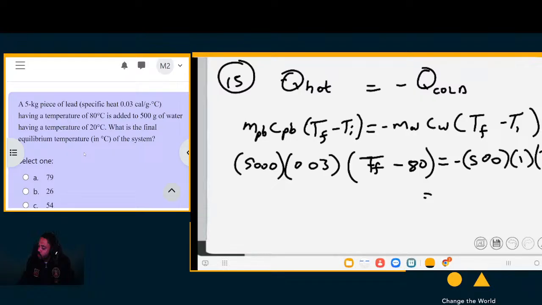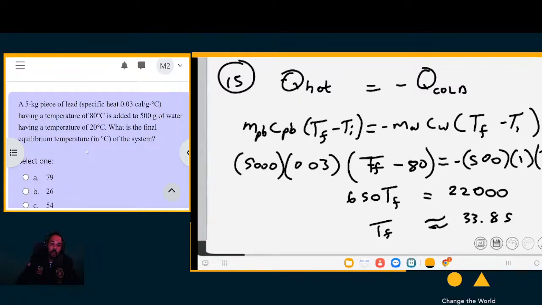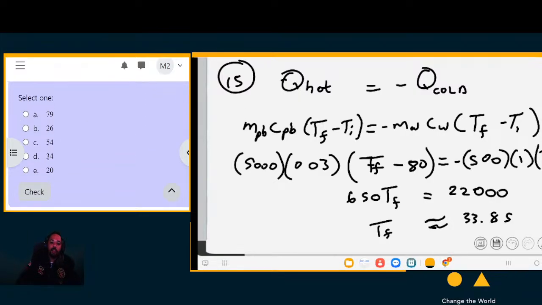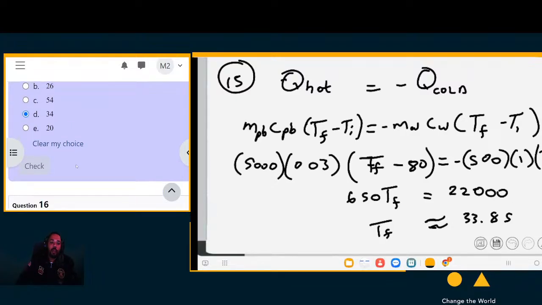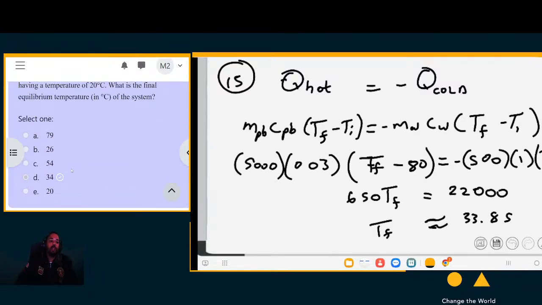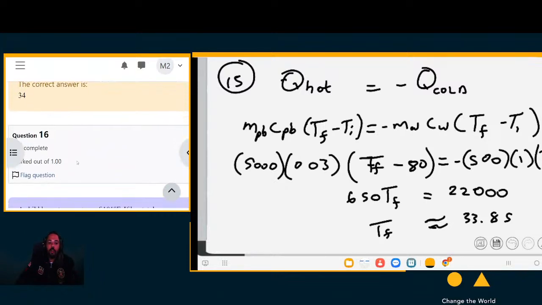Then you use the mathematics you just did before to solve for TF. You will find that 650 times the final temperature is equal to 22,000. Therefore, the final temperature is approximately 33. This is what I got, 33.85. So let's see if there's a 34 here. Let's check if 34 is the correct answer. Yes, 34 is indeed the correct answer. Okay, moving on to question number 16.